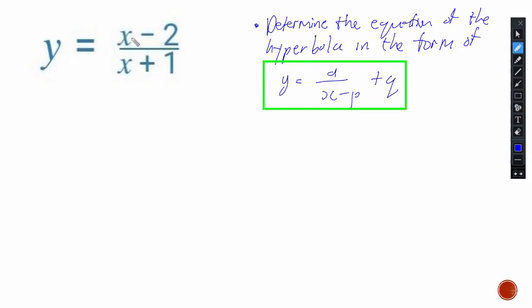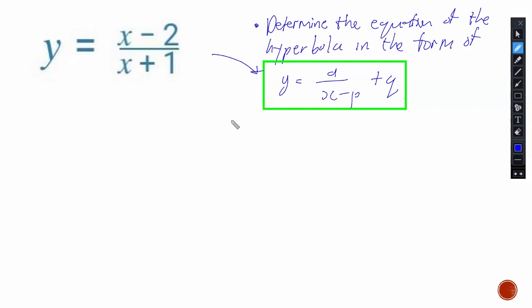As you can see, the given equation here is not in this standard form, right? We have x minus 2 over x plus 1. The standard form says that we must have a value here over x minus p and then plus q. Now, how do we change this to that, right?